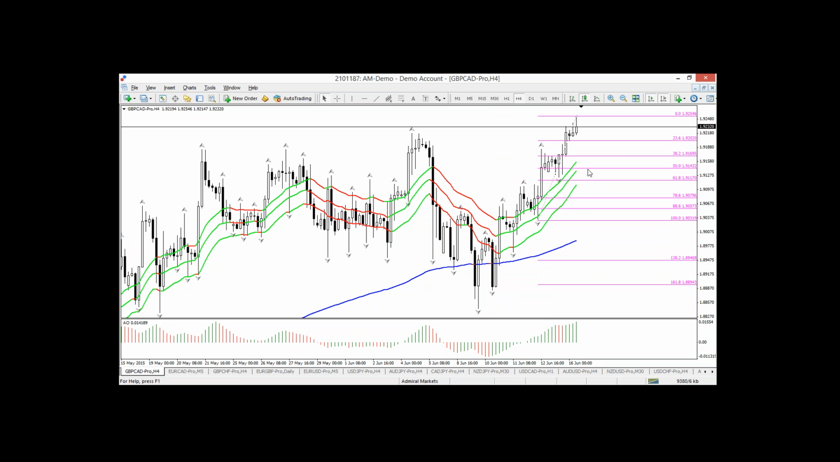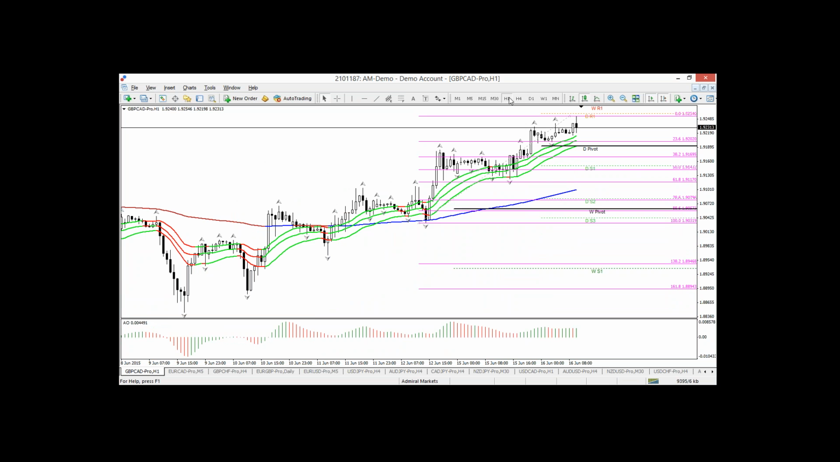Probably back to the 50 fib, the 38.2 fib, 191.40, 191.70. Look for a bounce there, I think makes more sense.